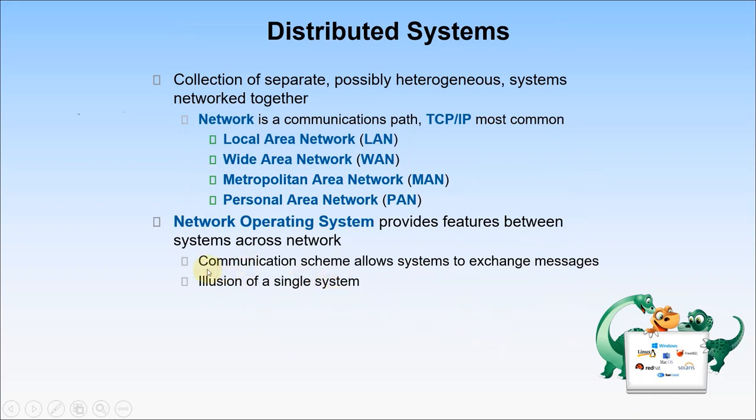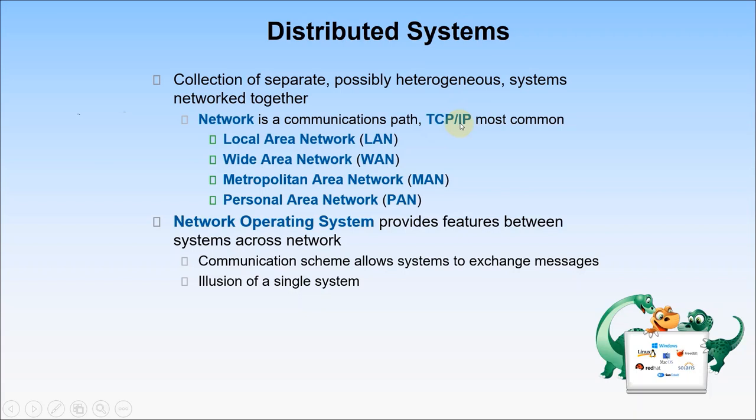Distributed systems. A distributed system is a collection of processors that do not share memory or a clock. Each processor has its own local memory. Another term for distributed system is a network: a LAN, wide area network, metropolitan area network, or personal area network. All of this pertains to distributed systems. The processors in the system are connected through a communication network. Communication takes place using a protocol like TCP/IP.